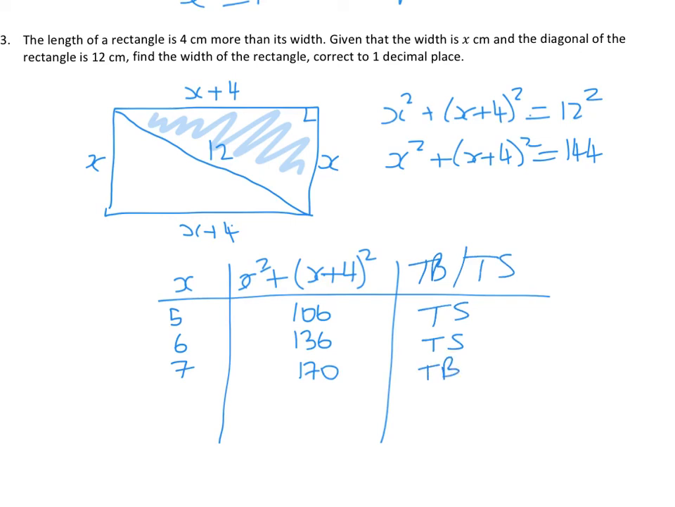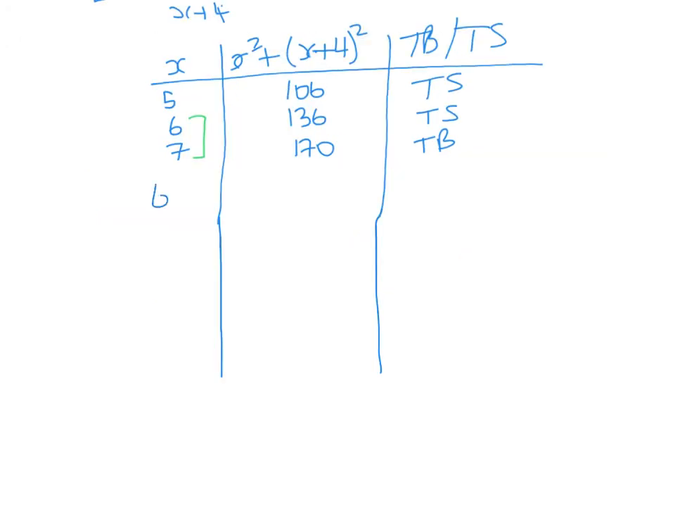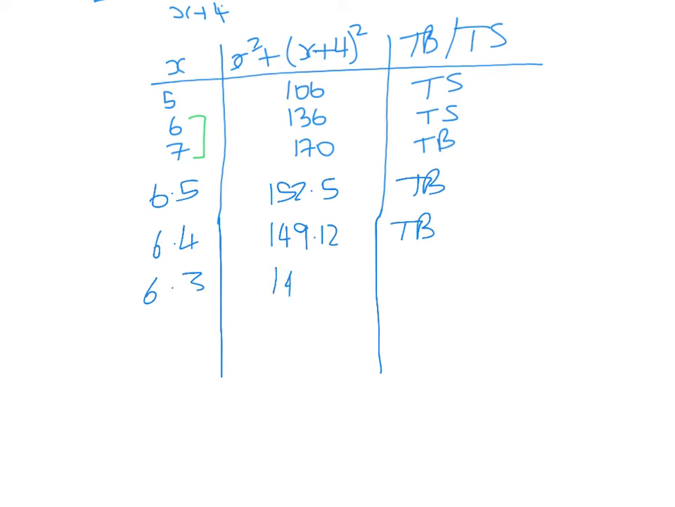So what we know is the value is going to be between 6 and 7. We'll try 6.5, and that works out to be 152.5, which is too big. 6.4 next, and that works out to be 149.12, which again is too big, but we're very close. 6.3, and that will work out to be 145.78, which again is just too big because our target number, remember, was 144.